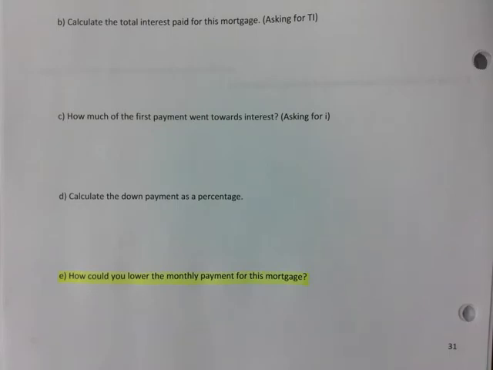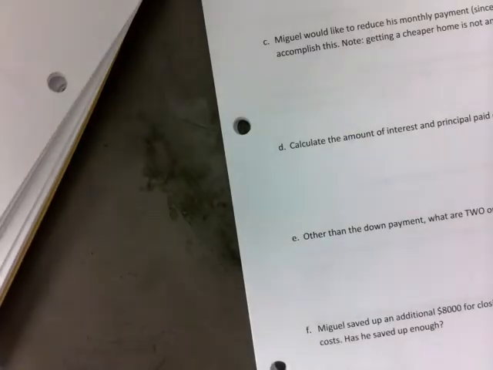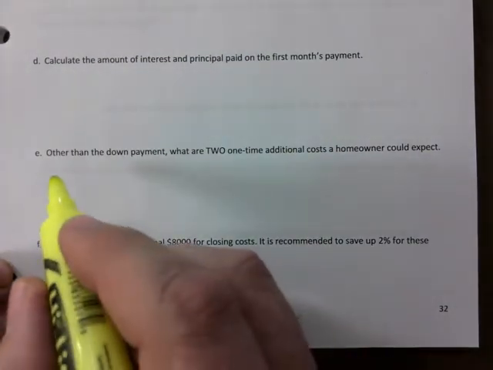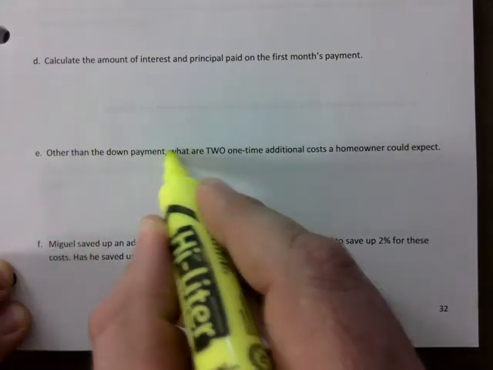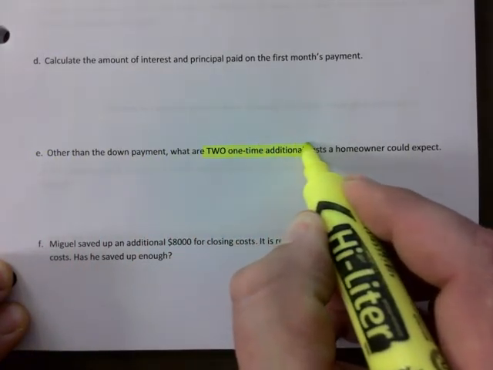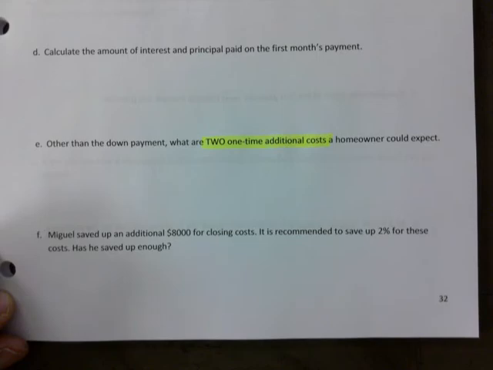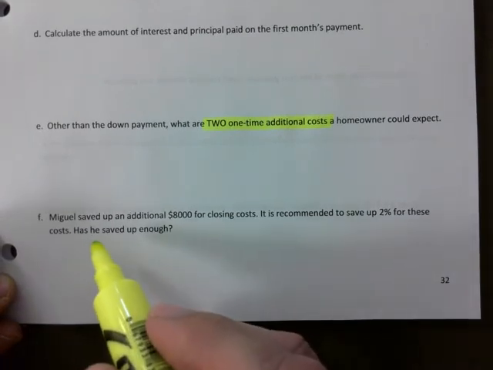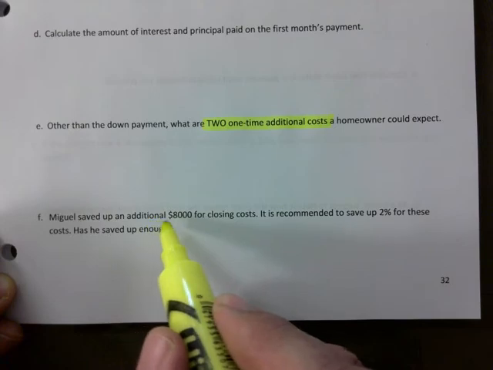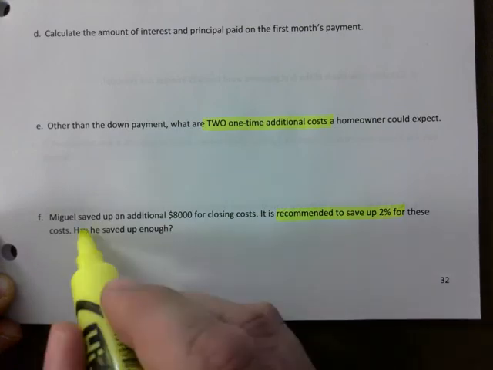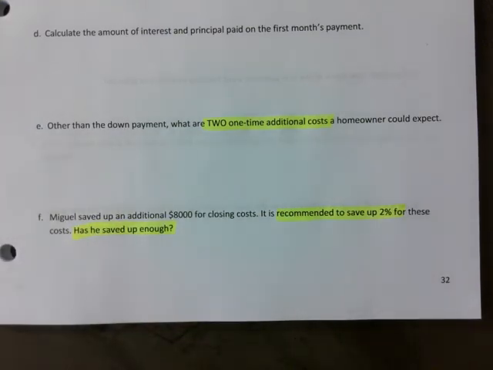Then you come with me to page 32. Go to E, right? Other than down payment, give me 2 one-time additional costs. We just talked about that. Miguel saved an additional $8,000 for closing costs. It is recommended that you save up to 2%. Has he saved up enough money? So you're going to have to do a little bit of math there and justify if 8,000 is indeed 2%.